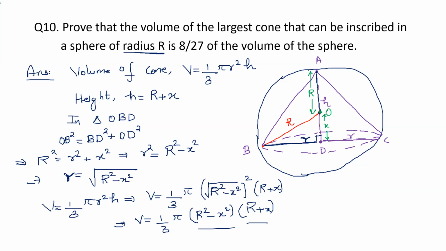Sir, I got it as maxima. Maxima, very good. Now what you have to do is prove this is 8 by 27 of the volume of the sphere. So please find the volume of the sphere, which is 4 by 3 pi R cube, put the value and find the volume. And then please compare both the volumes. Anyone else get the answer?